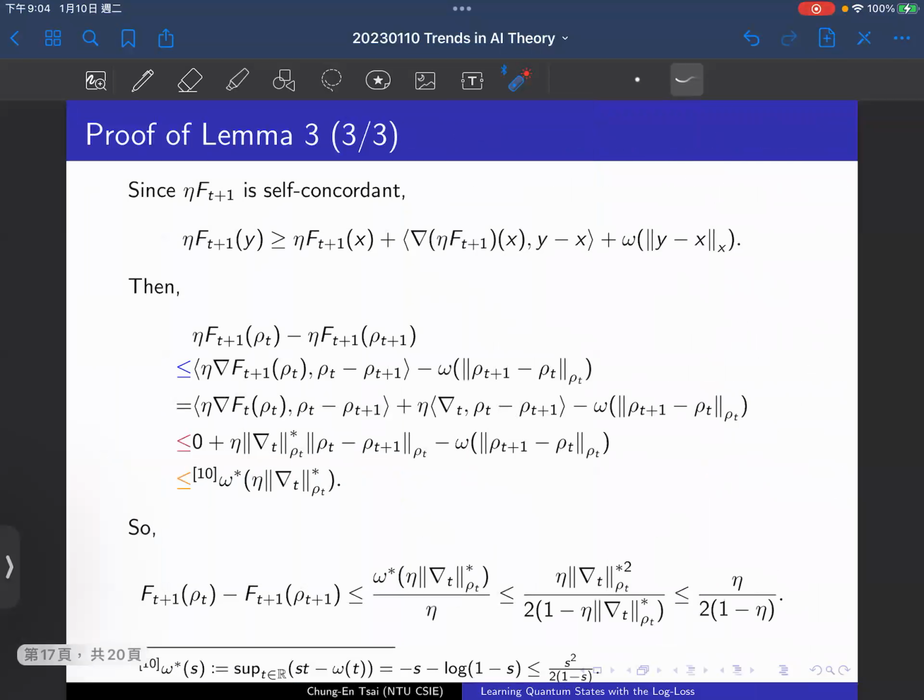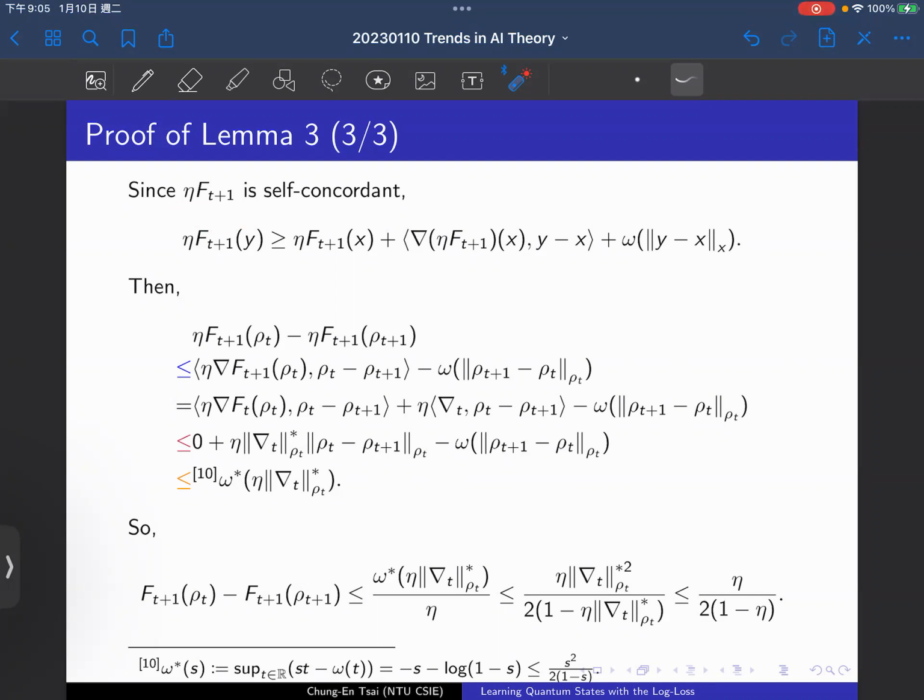Now we can see the proof of the stability lemma. Since eta times ft plus 1 is self-concordant, it has such a lower bound. If we plug y to be rho t plus 1 and x to be rho t, and rearrange the inequality, then you will get the blue inequality like this. This uses the self-concordance of eta times ft plus 1.